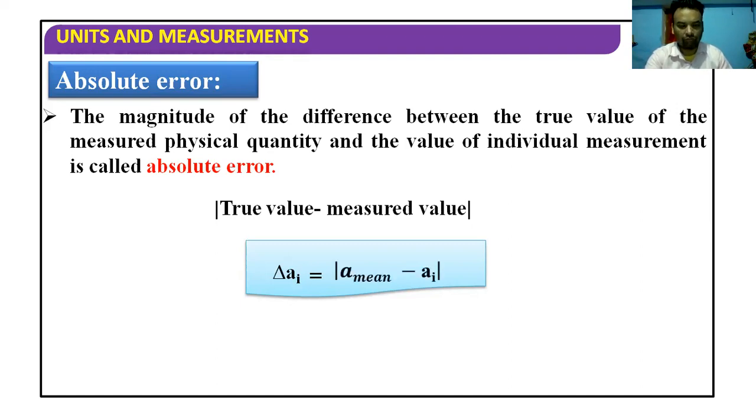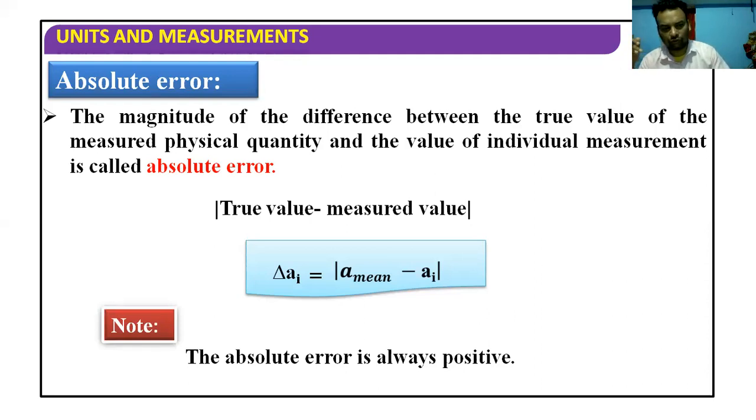This is the formula which is used for the absolute error. I repeat it, absolute error is equal to true value minus measured value. True value is 9.8 meter per second square and measured value or observed value is 9.7. If it is 9.7, then we will take 9.7. But if it is 9.6, then we will take 9.6. So the difference of the two will give the absolute error.